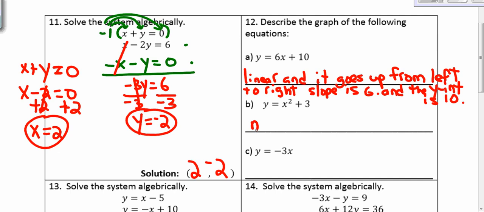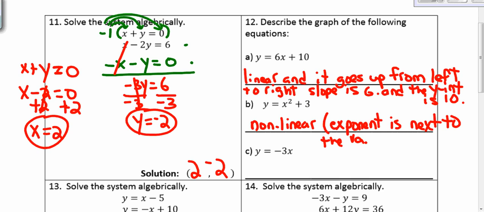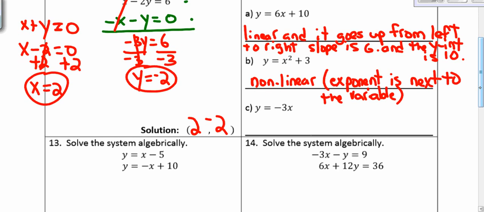Remember, now b is nonlinear. And just say it's nonlinear, it's not a straight line. The exponent is next to the variable. If you really want to say something here, the slope is not constant, but nonlinear is good enough. If they ask you which one is nonlinear, then you have to pick D.